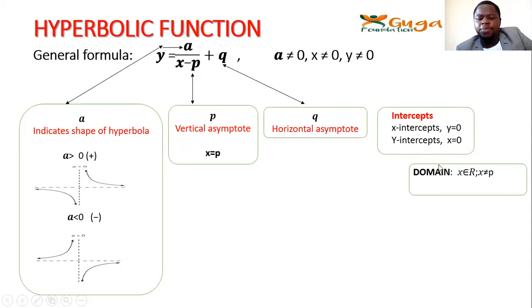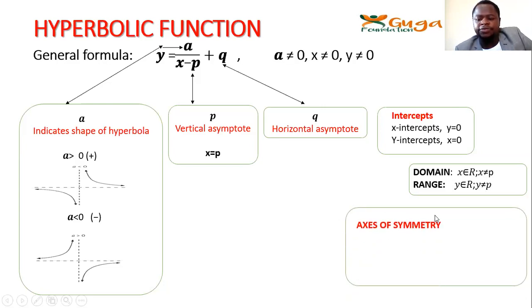And now looking at the domain of a hyperbolic function, your x is an element of real numbers, whereby your x will never be equal to p. And then at your range, y is an element of real numbers, whereby your y will never be equal to q. Okay.